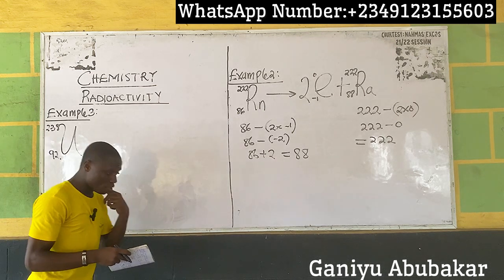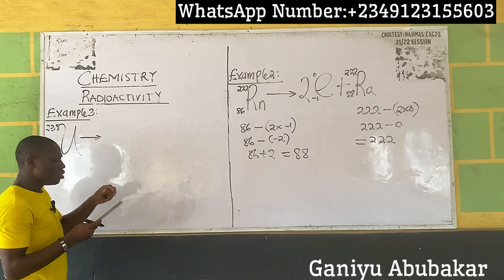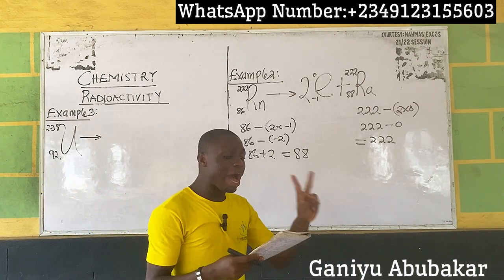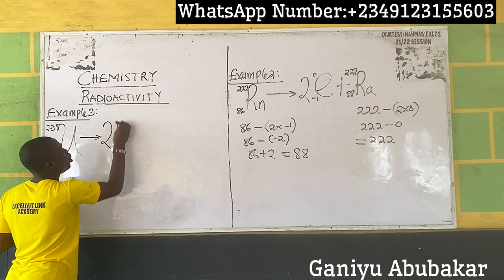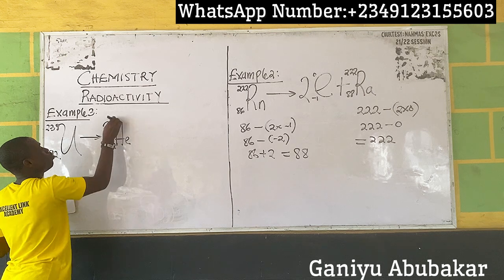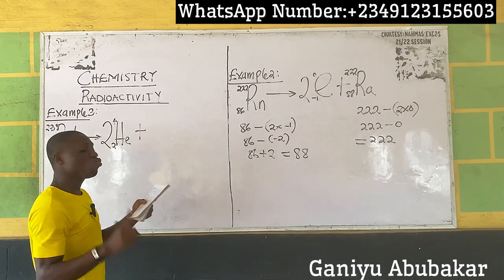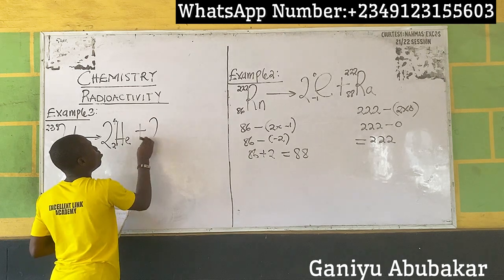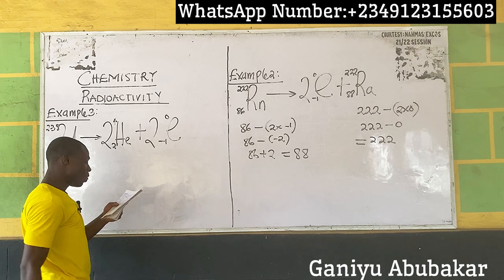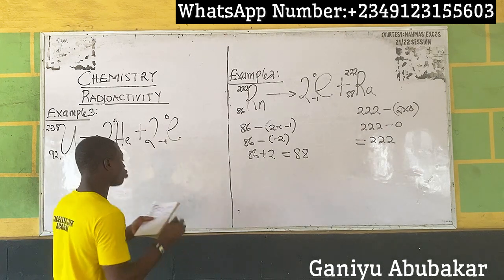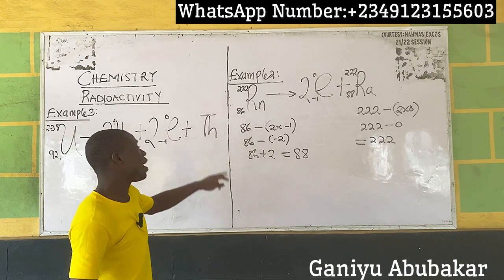Uranium 92. All right, this undergoes decay by emitting 2 alpha particles. 2 alpha particles are helium nuclei, so 2 and 4 here, plus also 2 beta particles. 2 beta particles are electrons, minus 1 and 0. So next, to thorium. Thorium is Th, the new element formed.